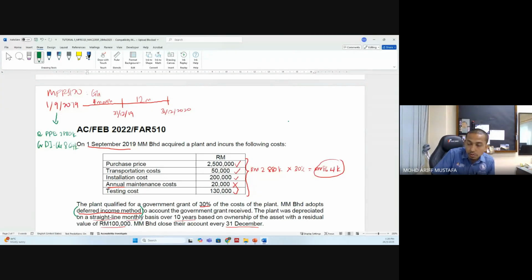The balancing figure, how do we know? We don't know actually. The question did not mention it directly. So we can assume the balancing figure. If you minus on the credit side, how much is it? 2,880,000 minus 864,000. So you are going to get 2,016,000. So this one is going to be cash or payable. We are not sure, but anything should be fine. Normally we write down cash or payable.